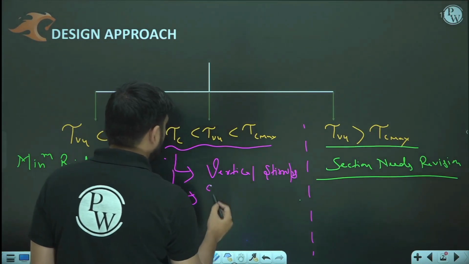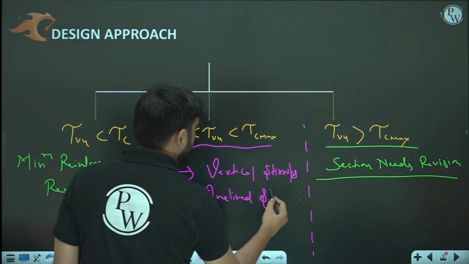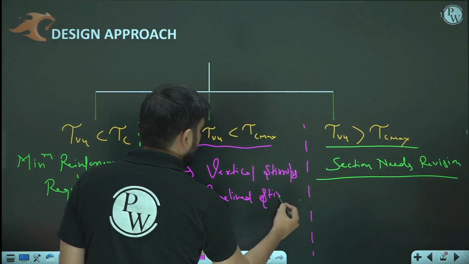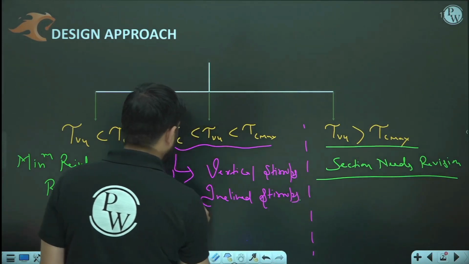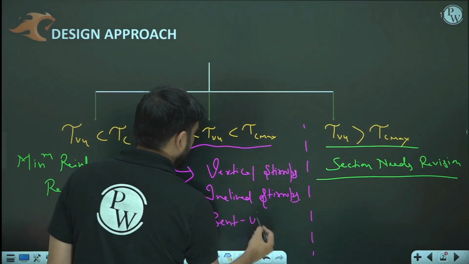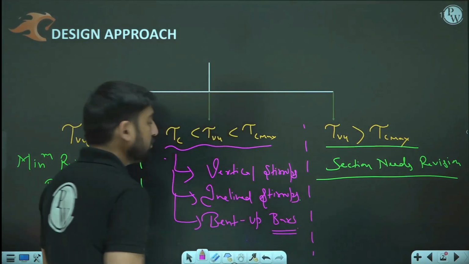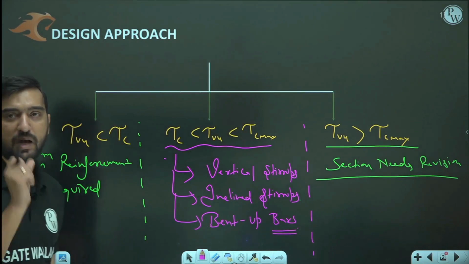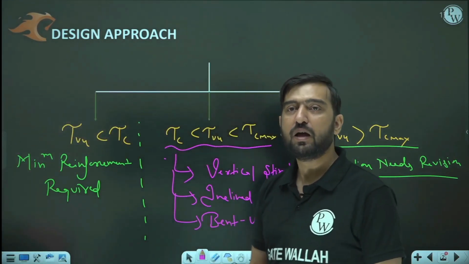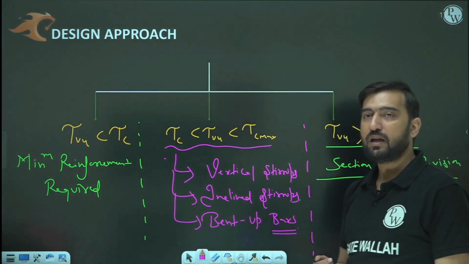Second is inclined stirrups. And third one is bent up bars. We have 2-3 alternatives, but let me tell you one thing, that bent up bars are not to be used alone. They always have to accompany either vertical stirrups or inclined stirrups, isn't it?